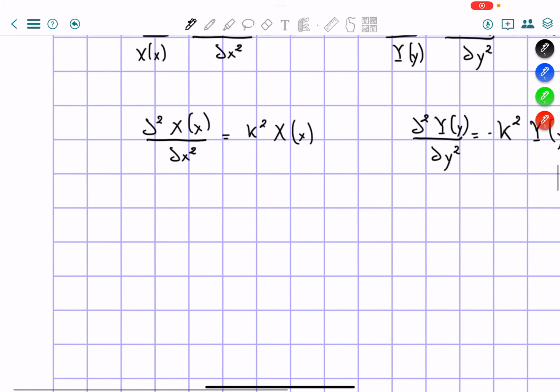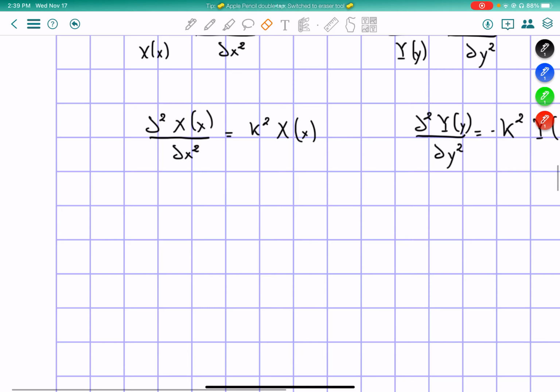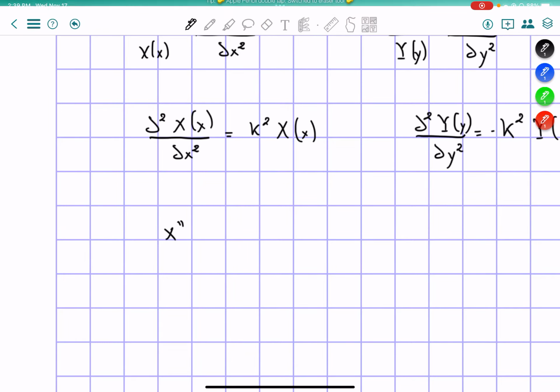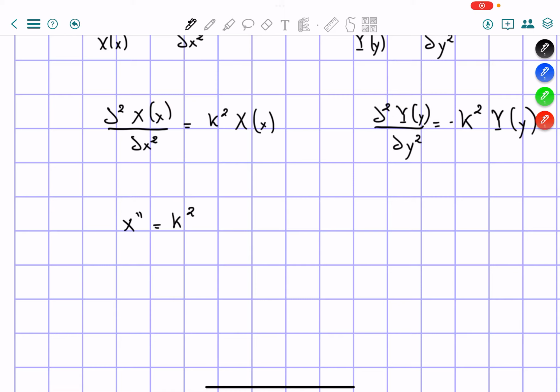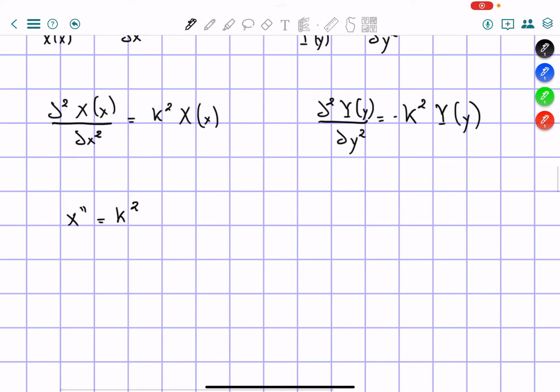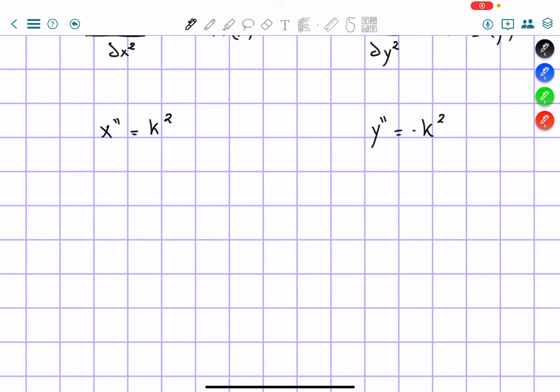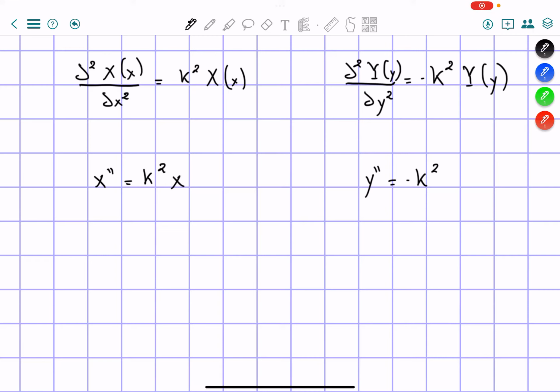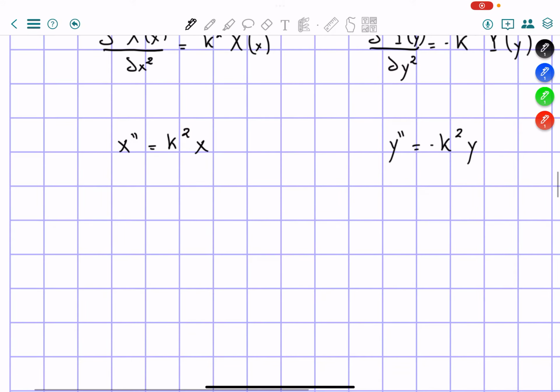Okay, so now if we try to solve it, this part here can be rewritten as capital X double prime equals k squared. If you don't know this, this is how to solve a second order differential equation. I'd suggest you watch the video on it. And then for this one, instead, we're going to have capital Y double prime, or just simply Y double prime, is equal to negative k squared. So let's rewrite it. Here will be x and then y. So let's rewrite it to solve the second order differential equation.